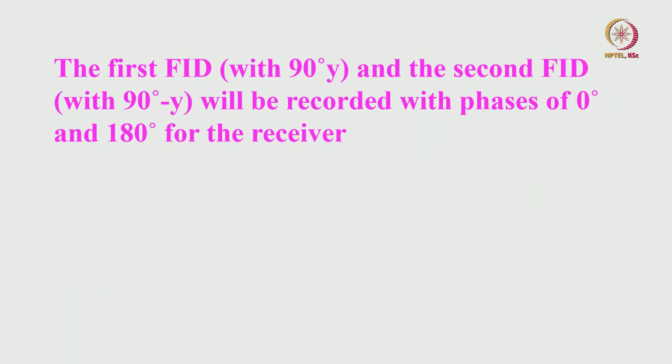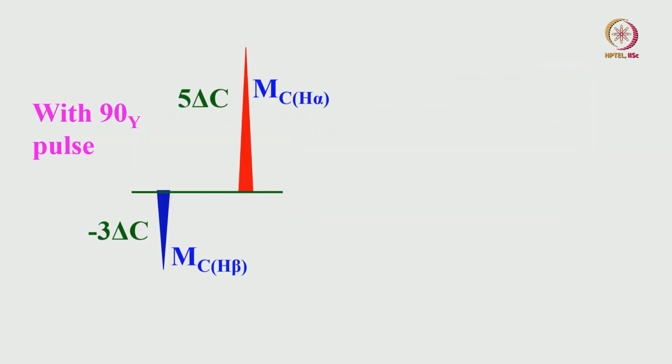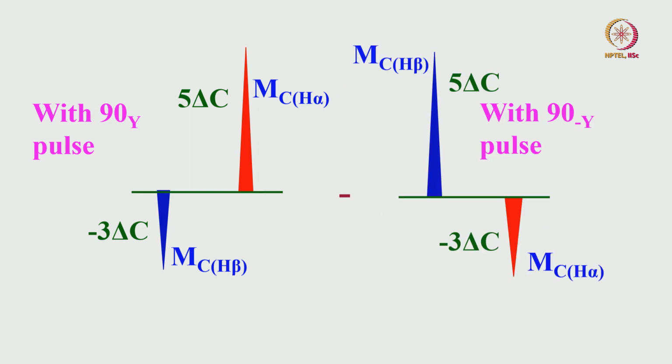The first FID and the second FID, we are going to do the experiment recorded with two phases of 0 degree and 180 degree for the receiver. That is what we have to do. What we have to do after doing this experiment is subtract experiment 1 from experiment 2. Okay, 90 degree Y pulse experiment 1 with experiment 2, we will subtract. See what is going to happen. This is 90 degree Y pulse, subtract this with this one. What is it that you are going to get when you subtract this one?